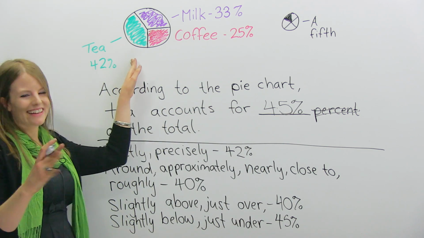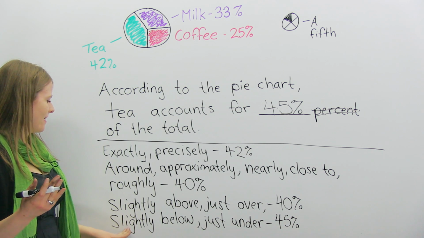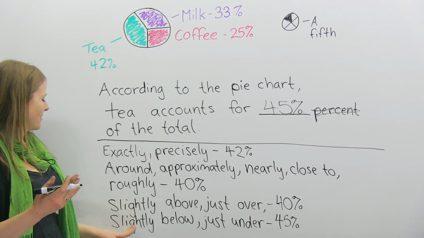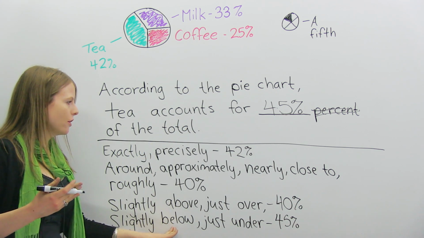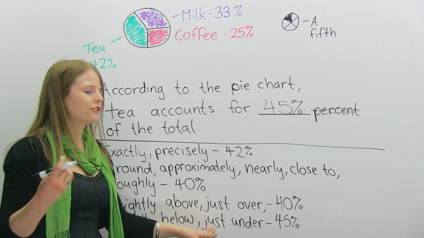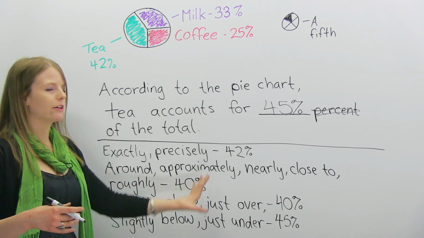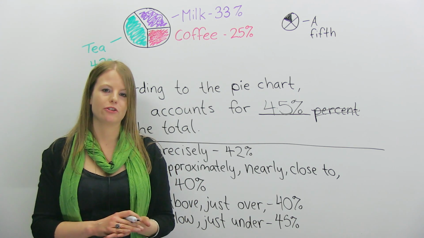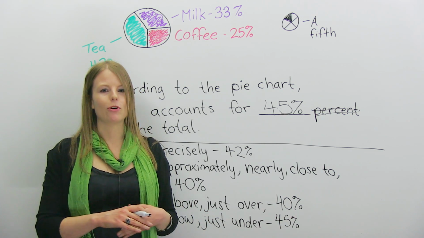Now imagine if I estimated a little bit higher, and I said it's around 45%. What I can say is that according to the pie chart, tea accounts for slightly below 45%, or just under 45%. Okay, so these are all great words to use when you're talking about percentages. Now let's talk a little bit more about percentages.